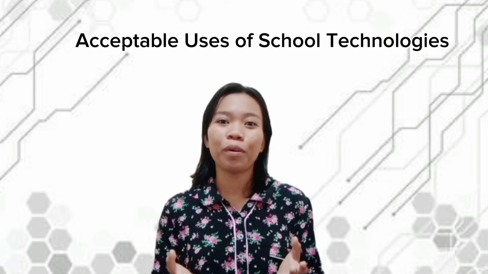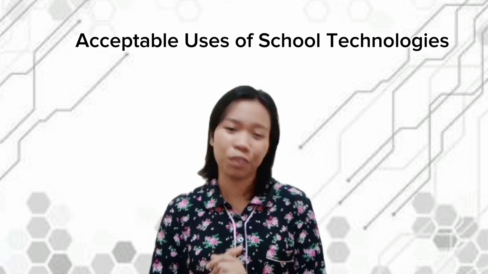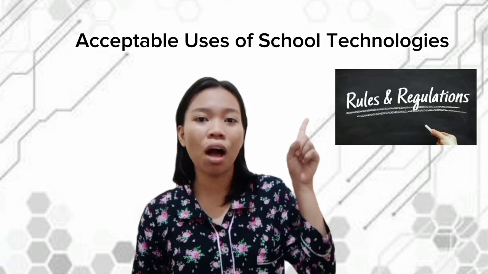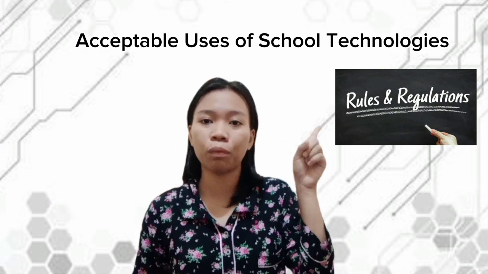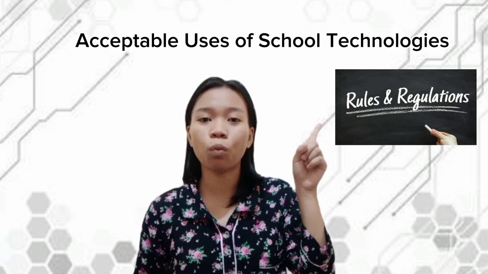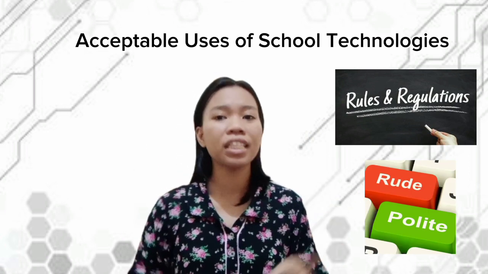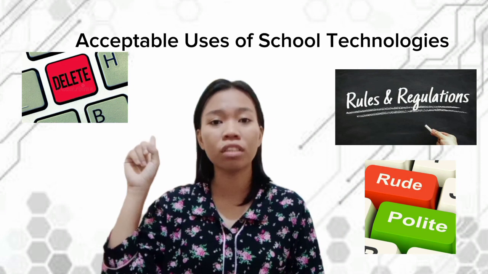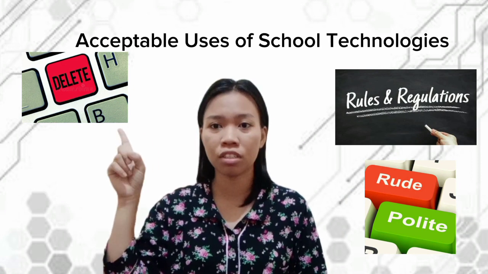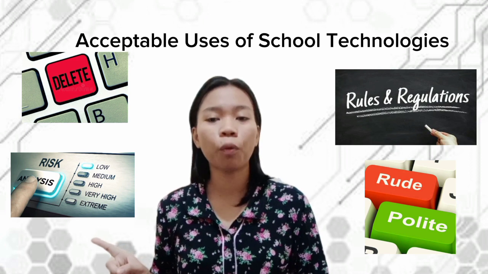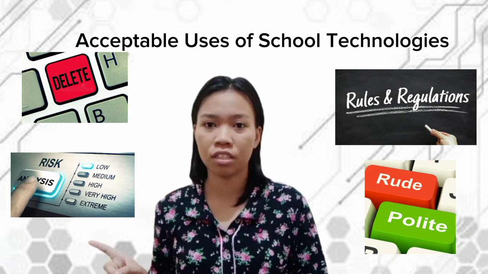Here are examples of acceptable uses of school technologies. On top of that is abiding by the policies and procedures of other networks that are accessed. The second one is being polite and using appropriate language. The third one is deleting unwanted messages or old data from computers and servers. Next is enforcing appropriate use and reporting misuse of security issues.